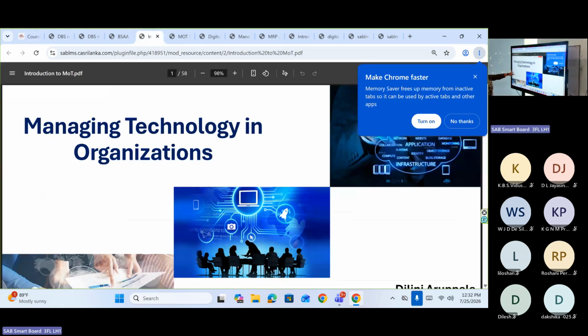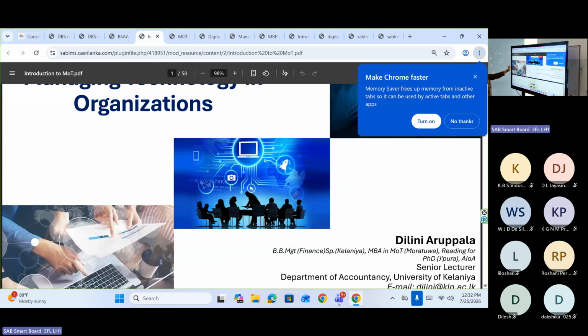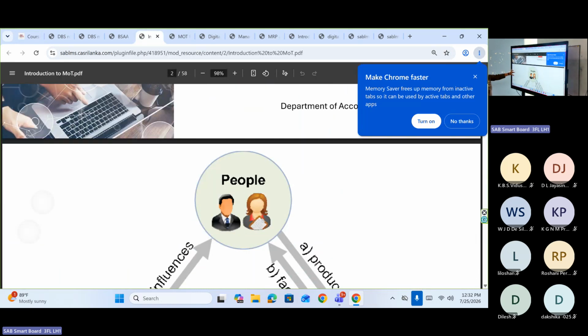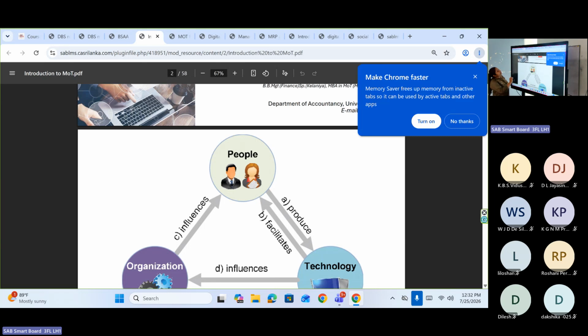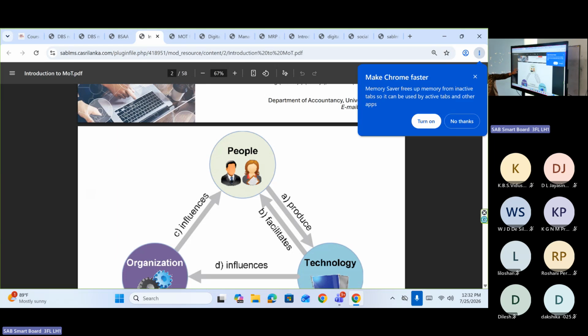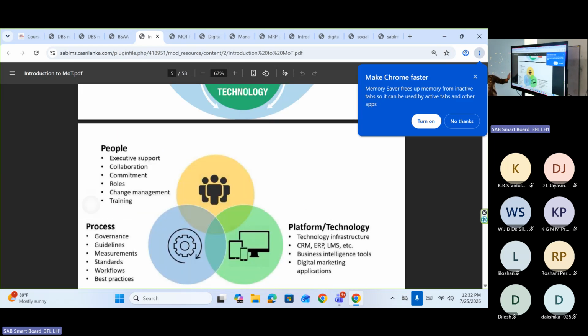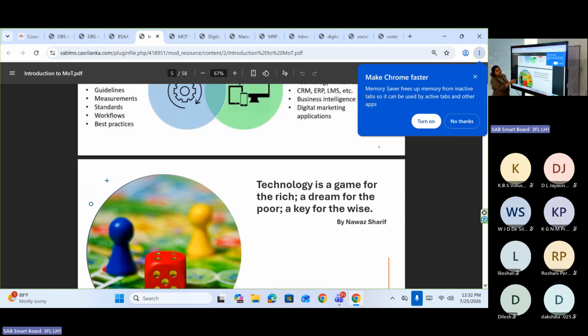This is the first lesson where we discuss managing technology. In that lesson, we were talking about online students. I hope you hear me. In our first lesson, we were talking about organizations and the components of an organization.